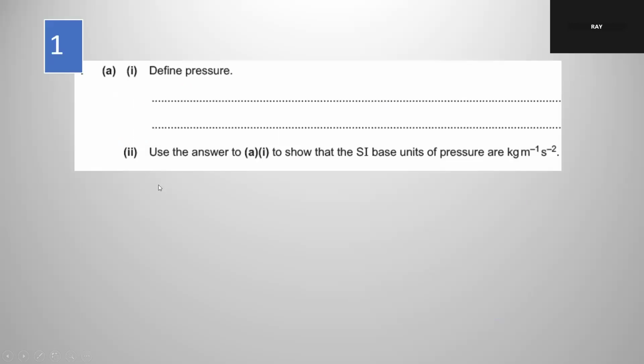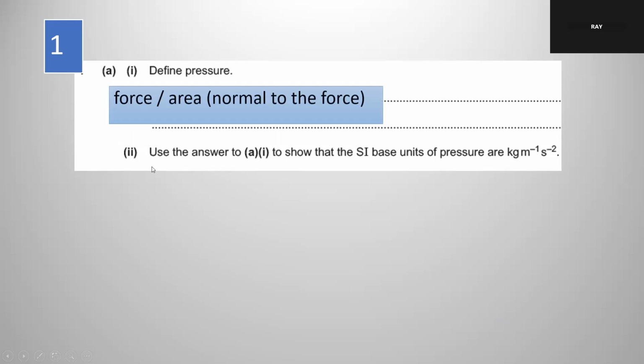Okay, let's go to 22. Define pressure, memory work only. Force divided by area. Bracket is whether you put in or don't put in. It should be normal force divided by area, per unit area. But they are not that strict. The definition, as long as you got force divided by area, they give you your mark.